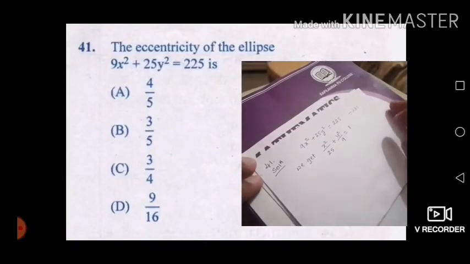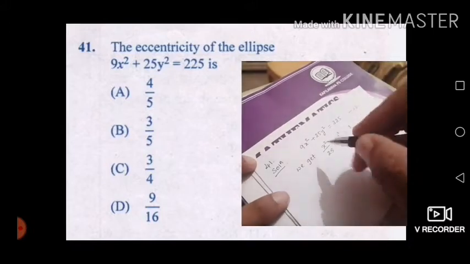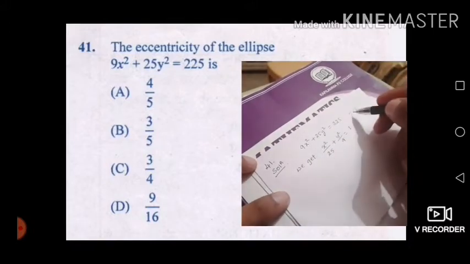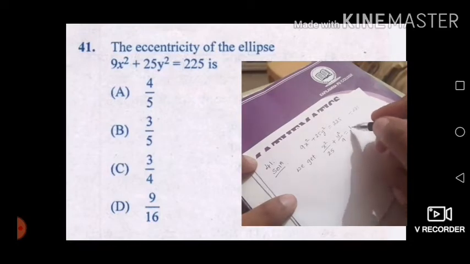Question 41 belongs to conic sections. Here we have to find the eccentricity. The given equation is 9x square plus 25y square is equal to 225. Divide this equation by 225. We get x square by 25 plus y square by 9, which is equal to 1.